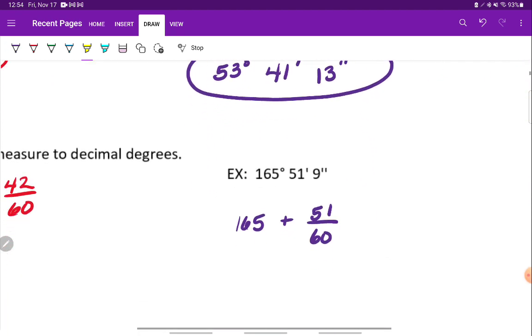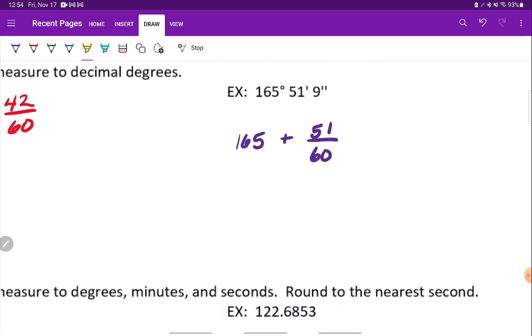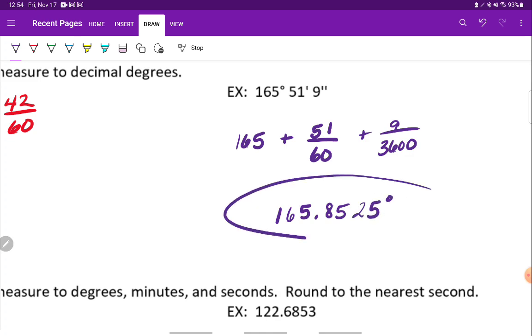So when we go to deal with this second portion, we're going to be taking that 9 and dividing it by 3,600. And again, I would put all this in my calculator at one time. 165 plus 51 divided by 60 plus 9 divided by 3,600. And we end up with 165.8525. And that's our angle measure represented as a decimal.